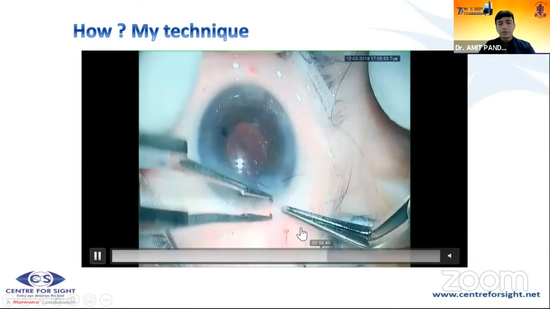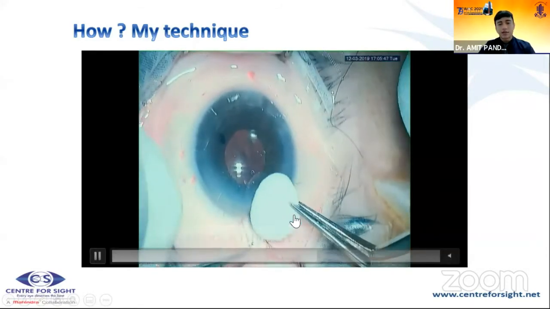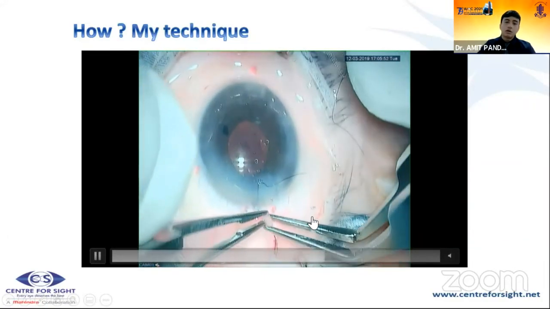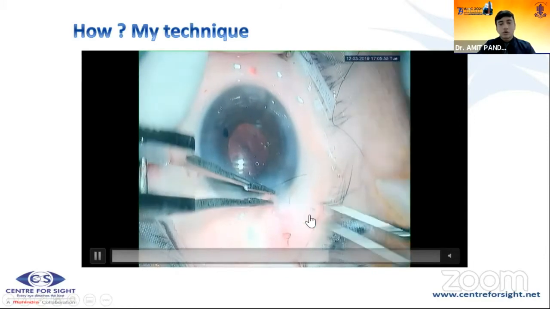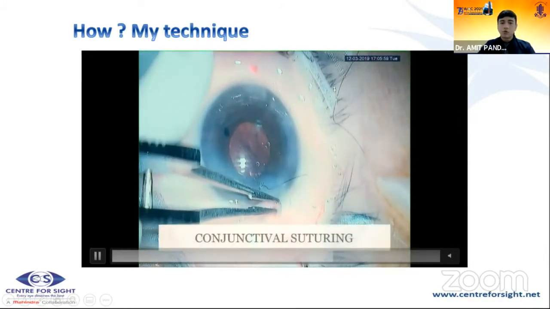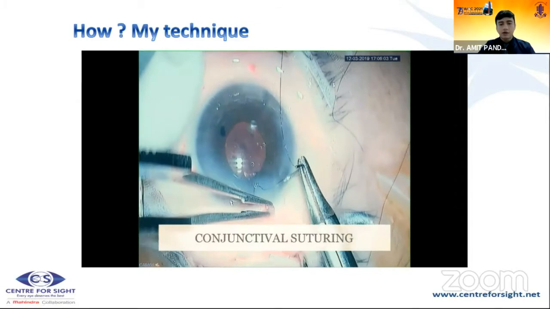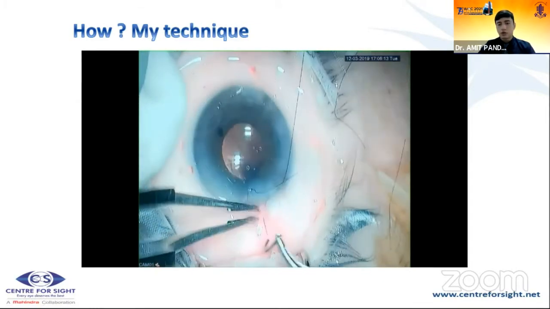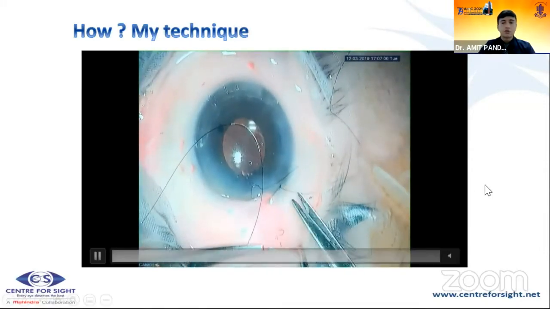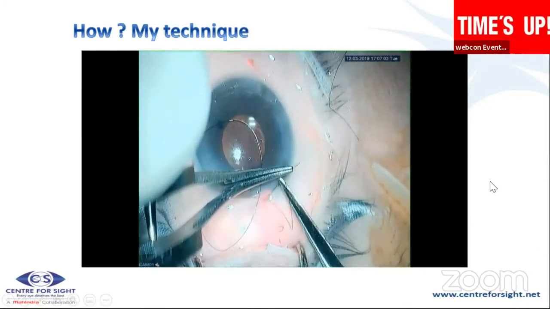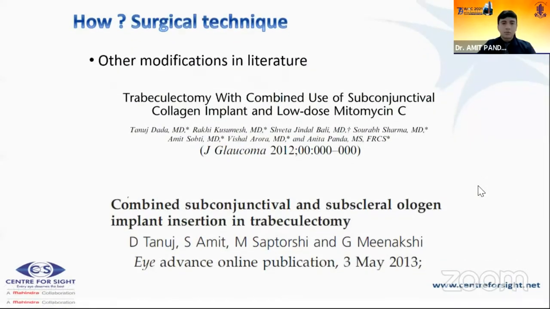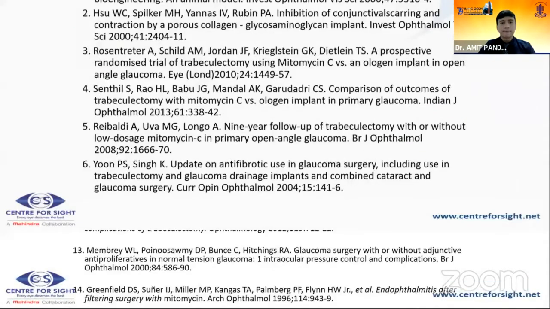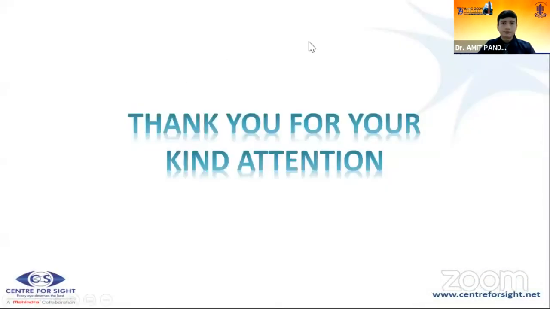Yeah, this is the Ologen implant. It goes in easily in the subconjunctival space, and we can close the conjunctiva over the Ologen implant without any issues. It doesn't require any extra skill set. If you are okay in doing a trabeculectomy, you can easily perform an Ologen implant also. A watertight conjunctival closure is ensured. There have been other modifications also. I haven't tried any of those. These are my references. Thank you for your kind attention.